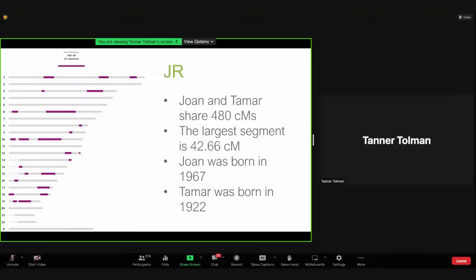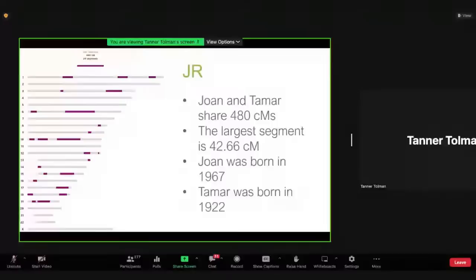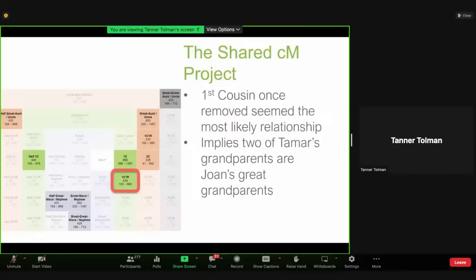So what we want to do is think about generations and the Shared Centimorgan Project. Joan was born in 1967. Tamar was born in 1922. So they are a generation to a generation and a half apart. If we go to DNA Painter and the Shared Centimorgan Project, and we type in 480 centimorgans, these are all the possible relationships based on that amount of DNA. Now, a lot of these we can just eliminate because of context. Like this one right here, that Joan and Tamar were great-great aunt and uncle. That would essentially mean that Tamar is the sister of Joan's great-grandfather. With them only being 45 years apart in age, I think that one is very unlikely.